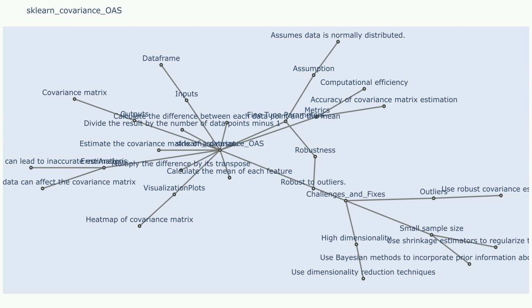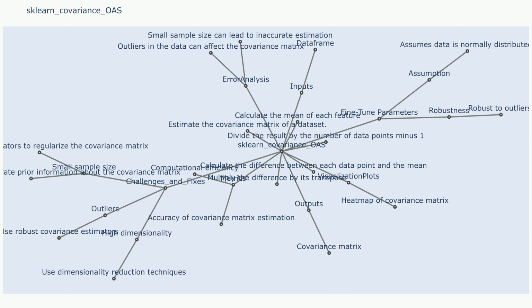Inputs. Input 1. Explain in detail data matrix X, a numerical dataset represented as a NumPy array or pandas DataFrame. Each row represents an observation (data point), and each column represents a feature. Input 2. Explain in detail optional parameters. OAS allows for customization through various parameters.